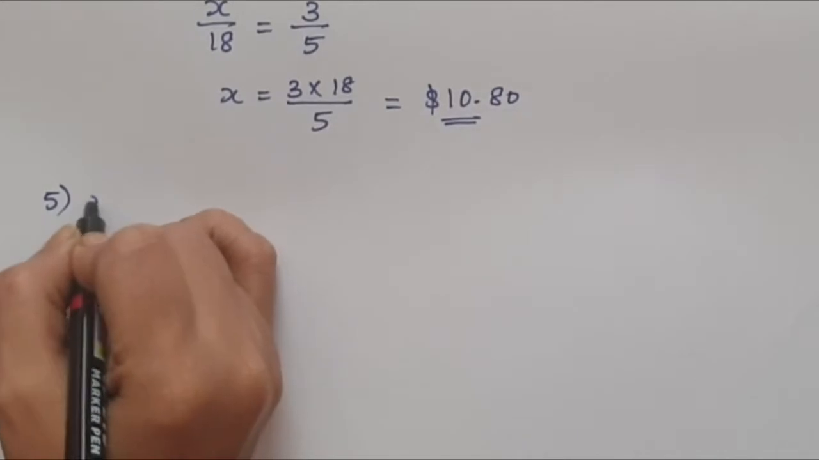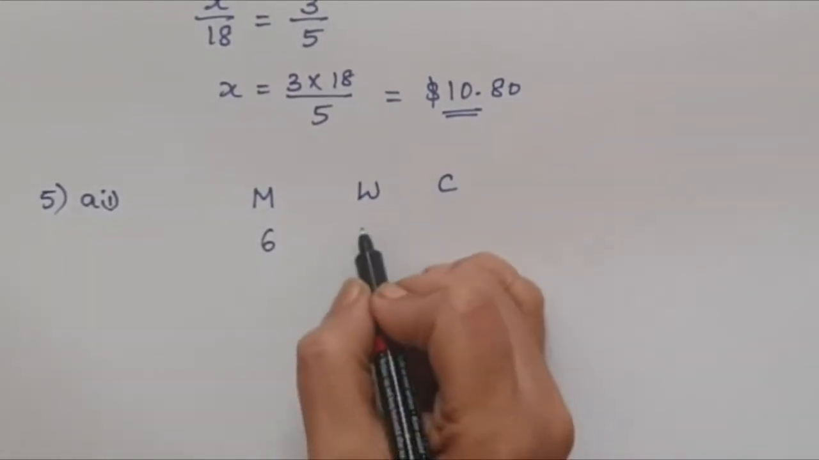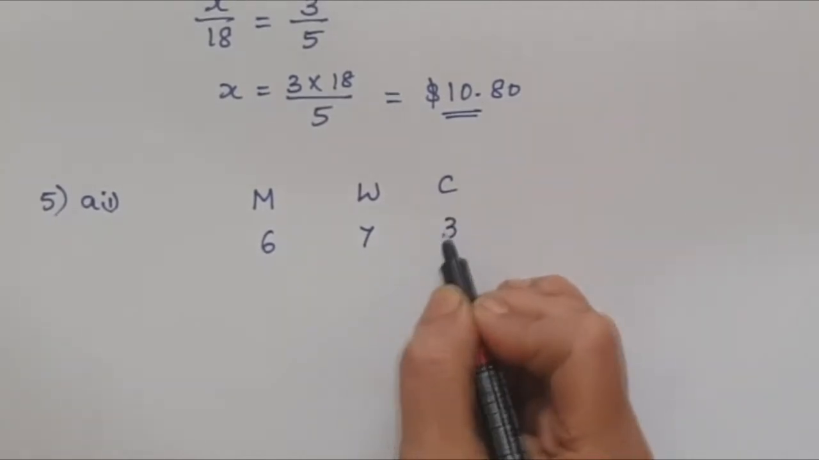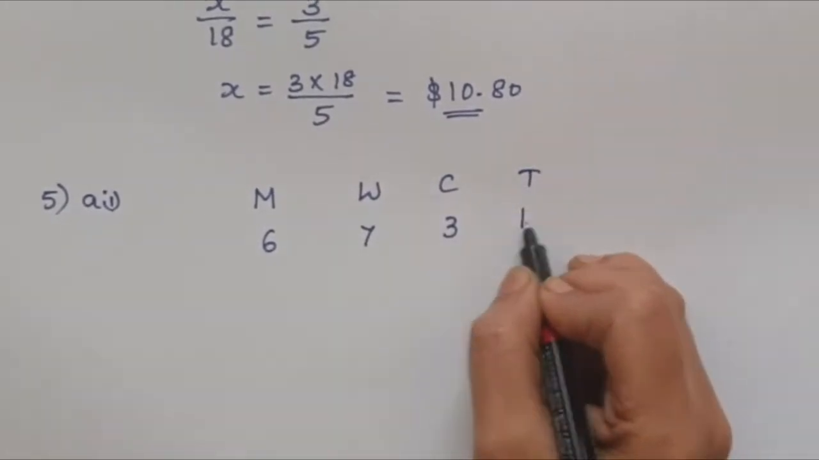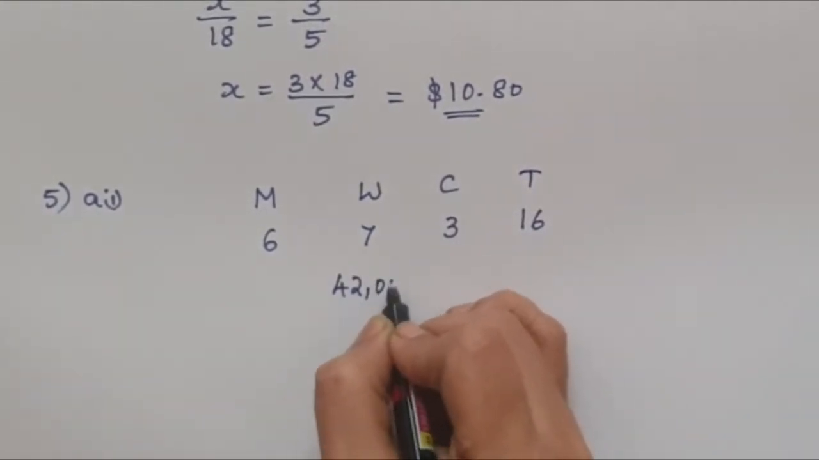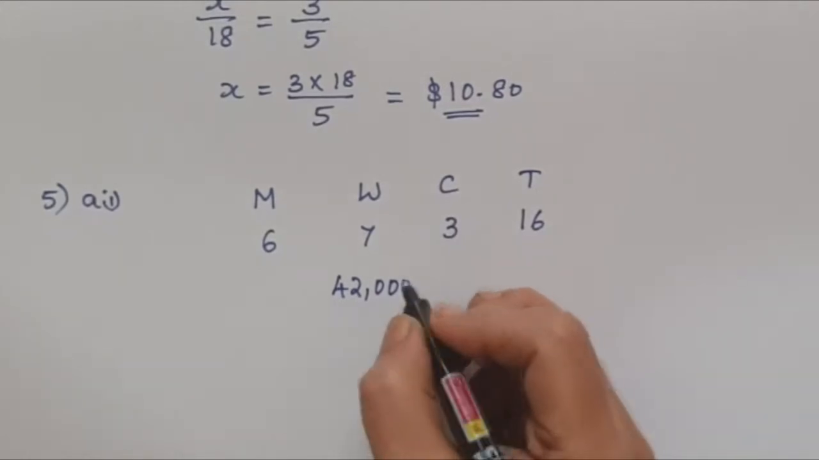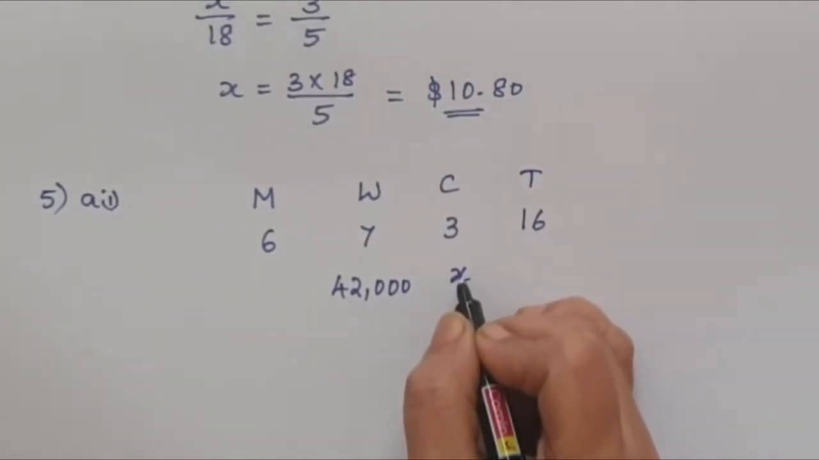The fifth question, we are given the ratio of men, women and children: 6, 7 and 3. If you take the total ratio, that is when we add all of these, it is equal to 16. Women are 42,000, which is given to us. The first thing is, they are asking us to find the number of children.